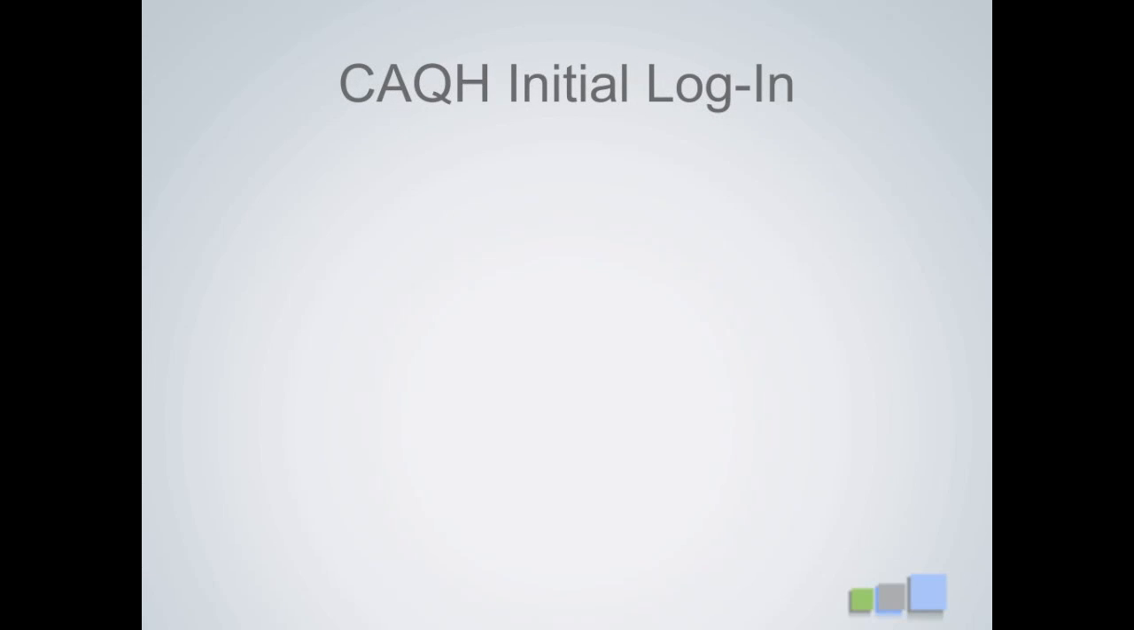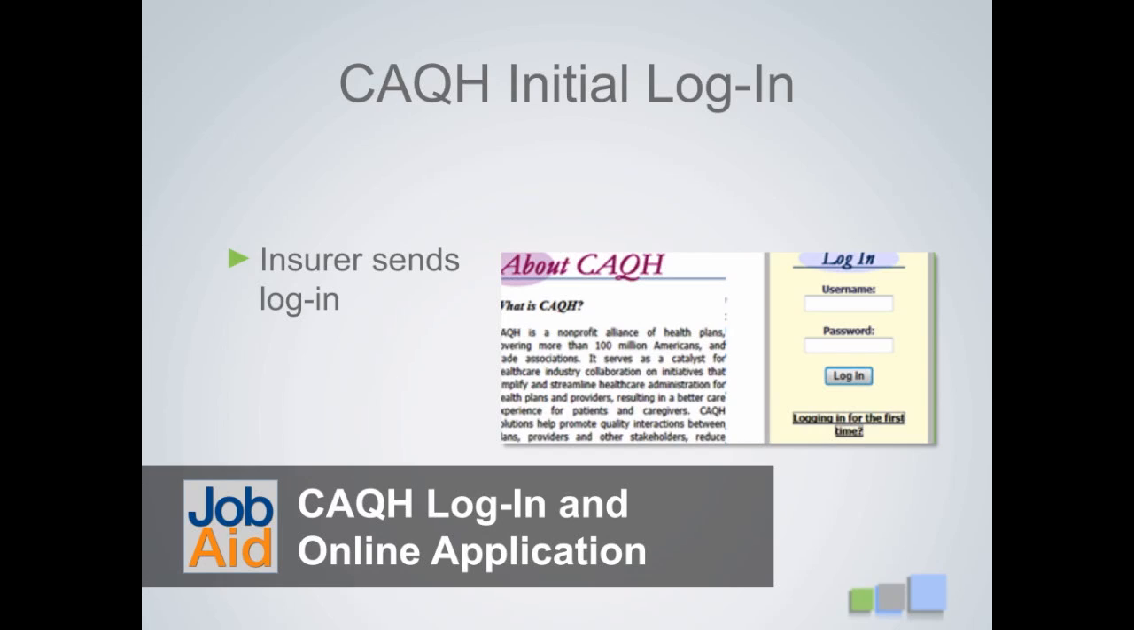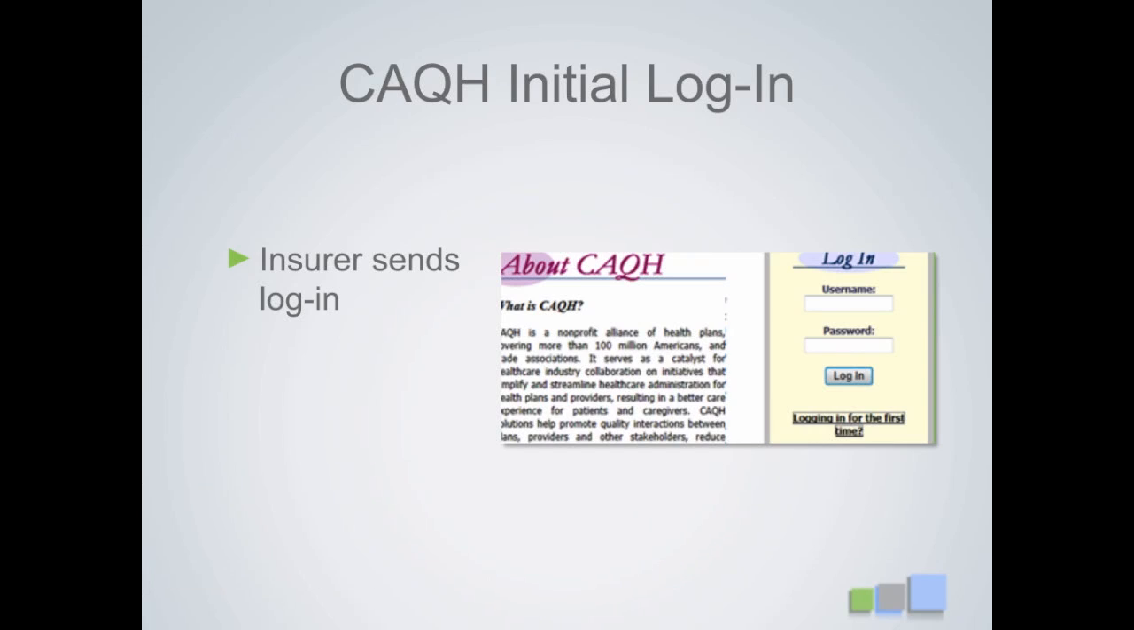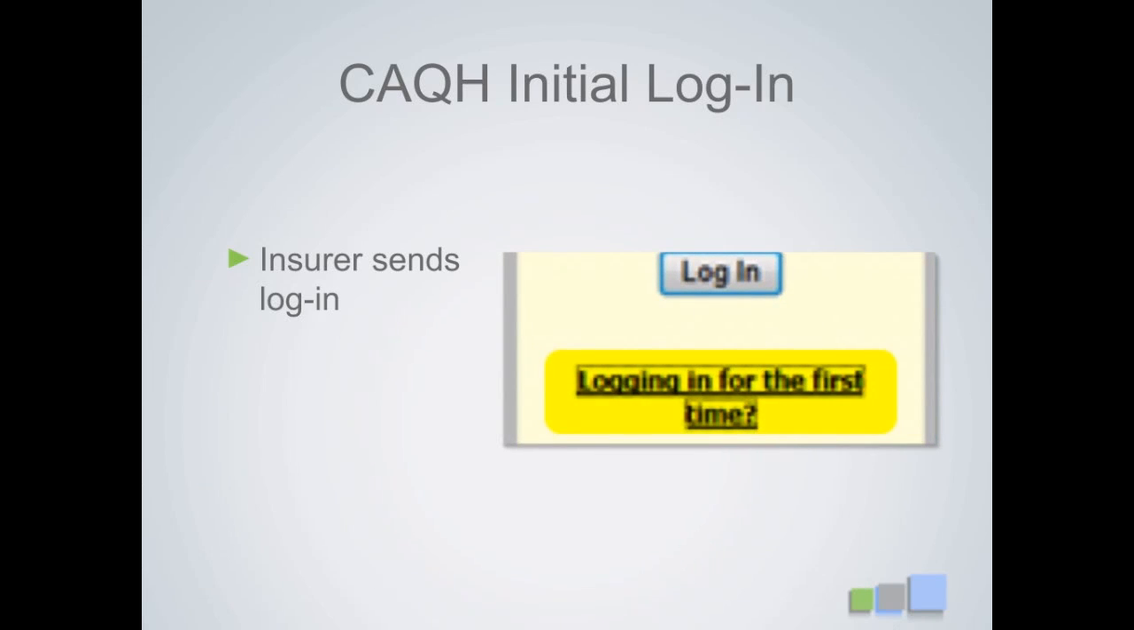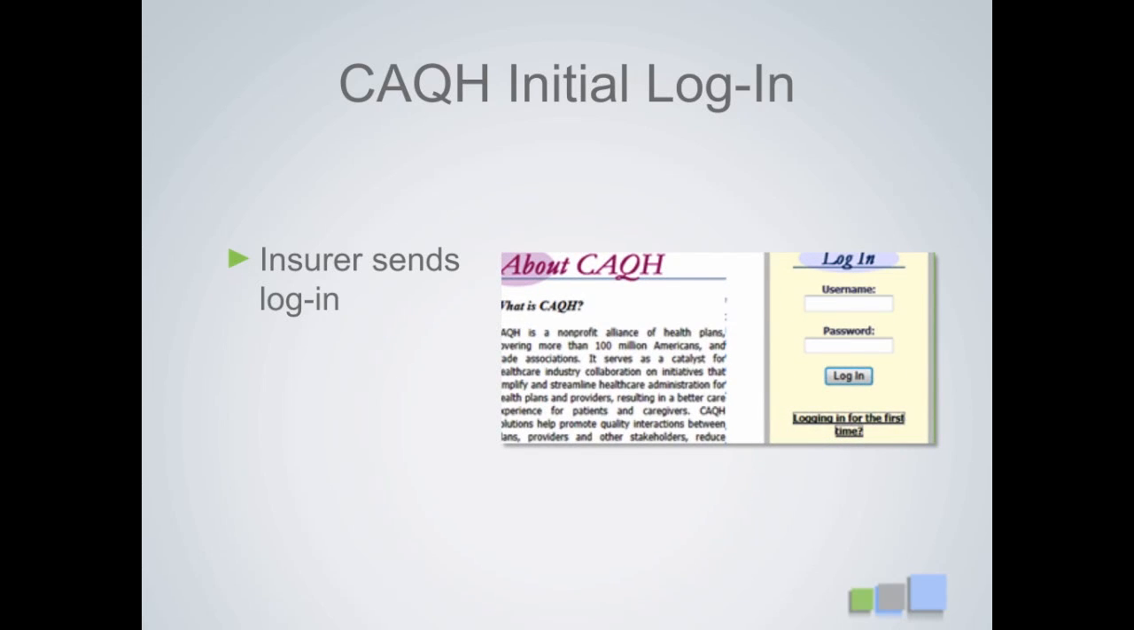Now that an insurance company has accepted your clinic and received your CAQH information sheet, they'll send you your login number. You can refer to the downloadable job aid on the CAQH login and online application to reference the CAQH website and how to walk through it. Start by clicking the link that says Logging In for the first time. You'll be asked to create a username and password. After this, the CAQH site will automatically generate a unique login number for each clinician on the screen.